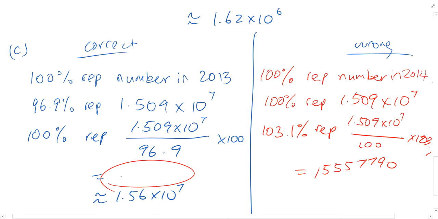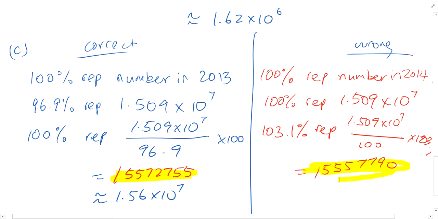1.557. Confirm? 1.55. I want more digits. 1.509 times 10 to the power 7 divided by 96.9 times 100. Okay, so this one over here is 155,72755. Now you look at these two values. They are quite close, right? But are they the same?